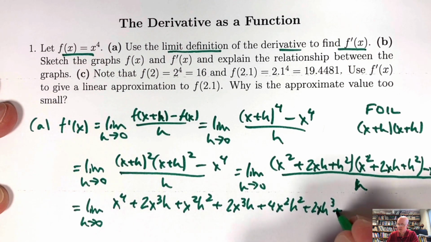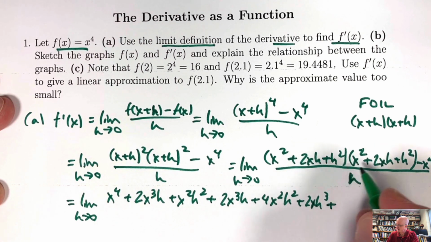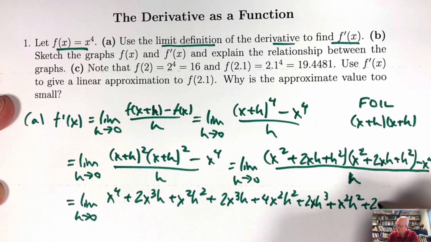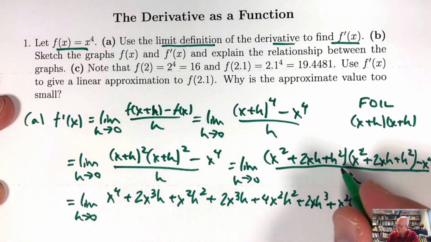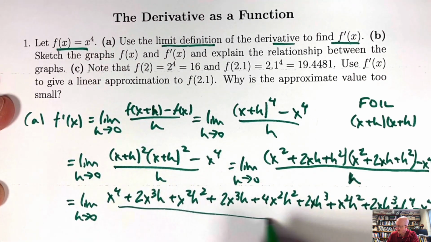Try to write a little smaller here as I'm running out of room. Now go to the last term here. H squared times every term. H squared times x squared is, I'll write it as x squared times h squared. H squared times 2xh is 2xh cubed. And then h squared times h squared is h to the fourth. Don't forget to subtract x to the fourth, all divided by h.